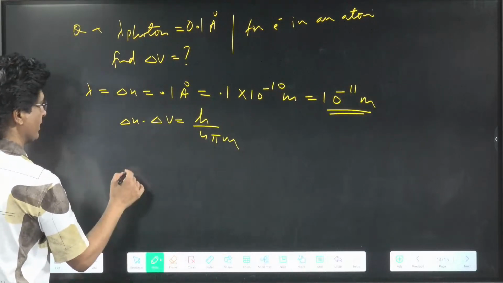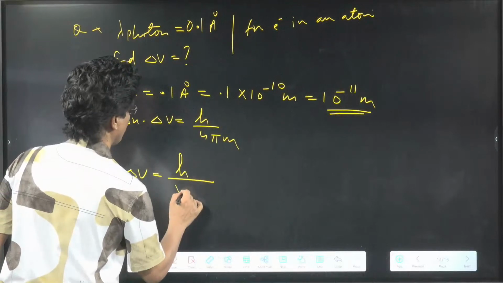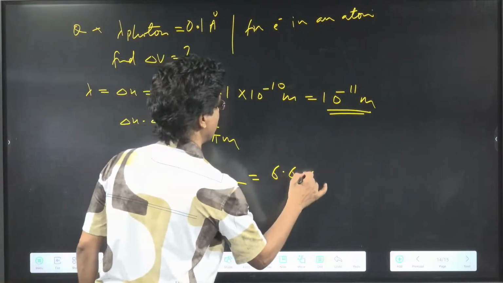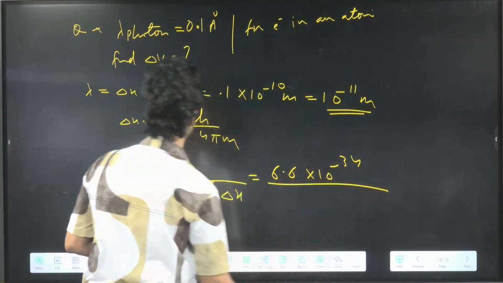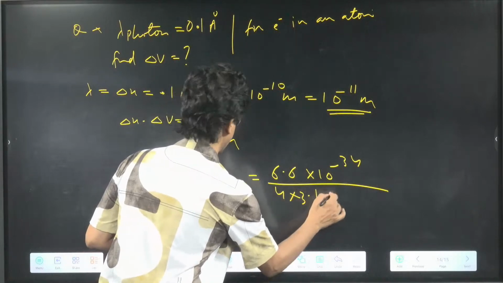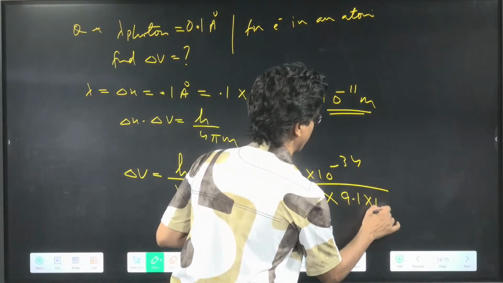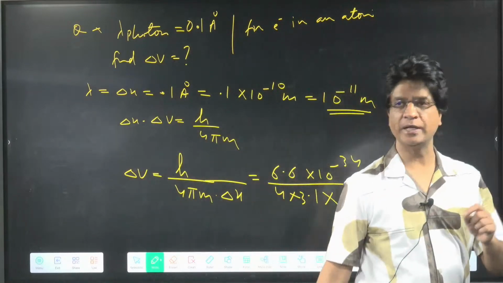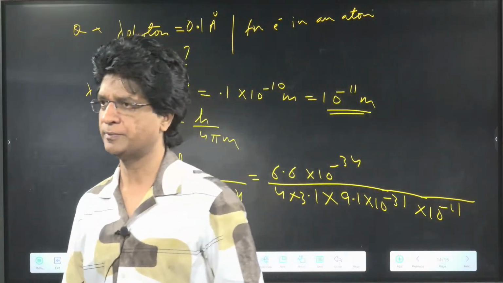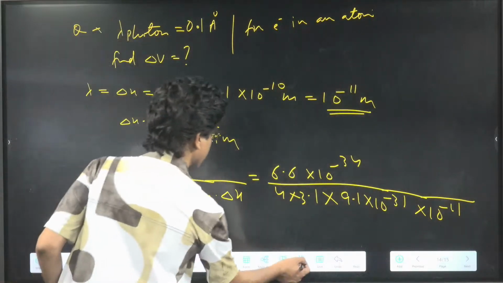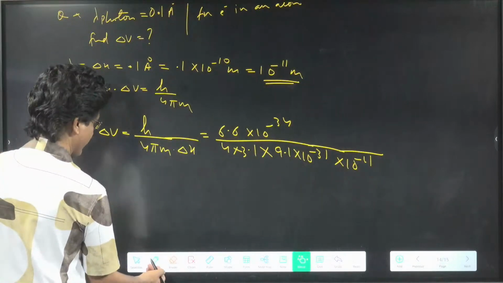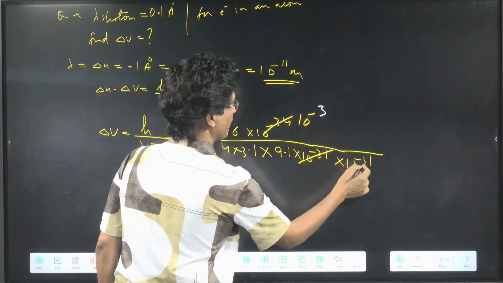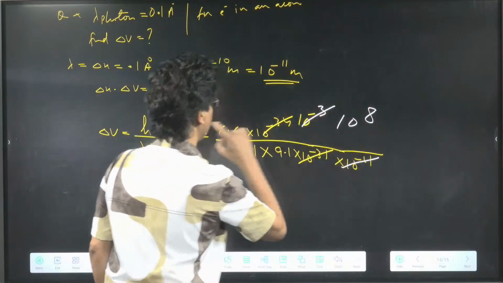Now, you know almost everything. Delta V will be H upon 4 pi m, divided by delta X. So 6.6 into 10 to the power of minus 34 upon 4 into 3.1 into m, 9.1 into 10 to the power of minus 31 kg, and delta X will be 10 to the power of minus 11. Weight has to be in kg, distance has to be in meter at any cost. Let me know the approximate value. This will be 10 to the power of minus 3, and this will be 10 to the power of 8, I believe.